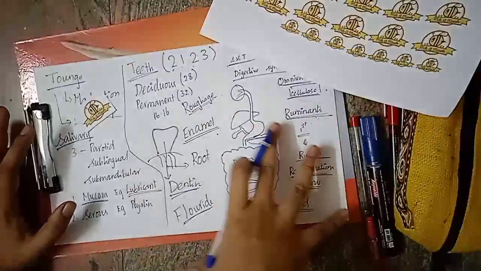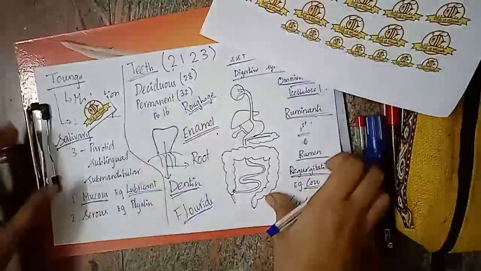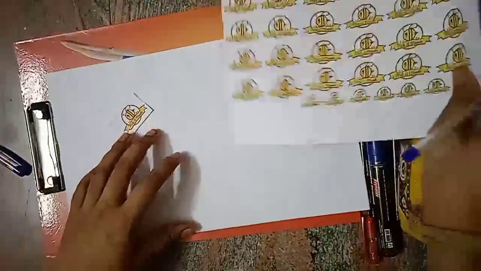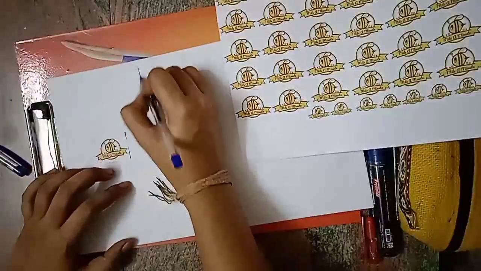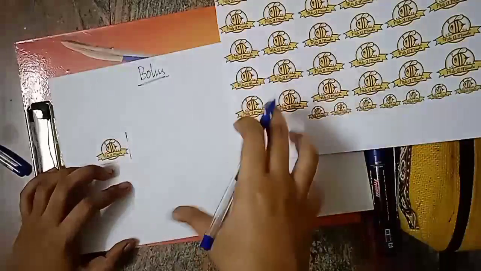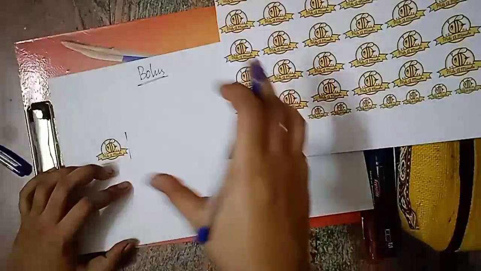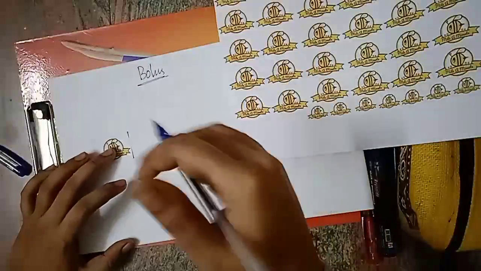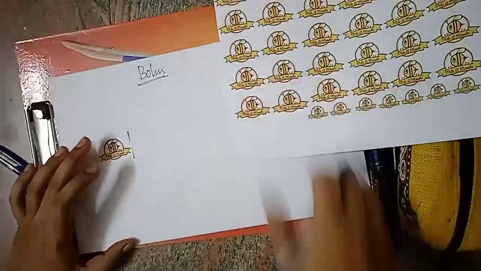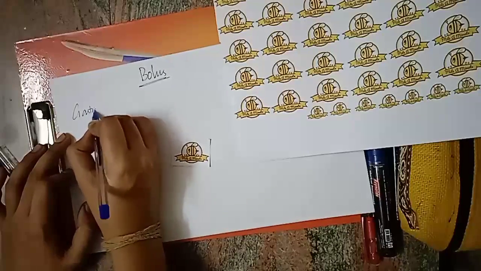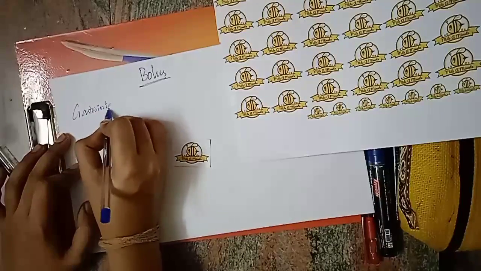After grinding, the food is made into bolus. The teeth are the ones doing the grinding, right? After grinding, it is converted into bolus. The bolus is in alkaline form. Then the food is passed through the gastrointestinal tract.